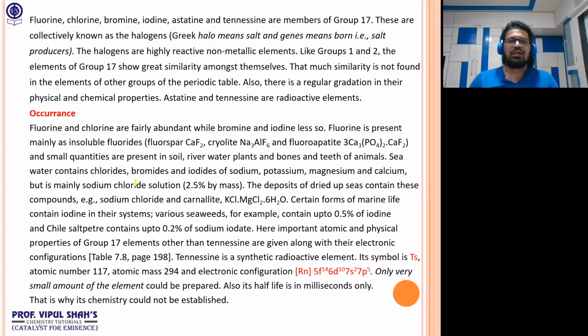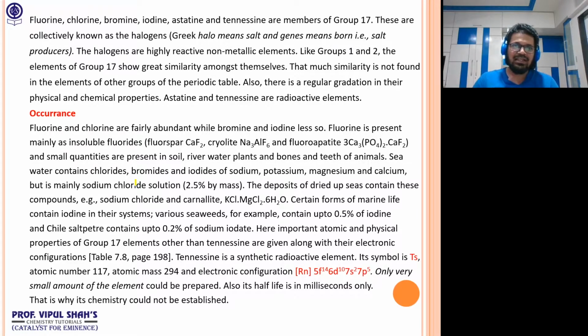First of all, let's understand how we remember this. I want everybody to please write down somewhere in a book the mnemonic I have made for the group 17 elements. Write down for the halogens: Fast clouds break in Atlantis and Tennessee. Fast clouds break in Atlantis and Tennessee. Fast is fluorine, clouds is chlorine, break is bromine, in is iodine, Atlantis is At, astatine, and Tennessee.